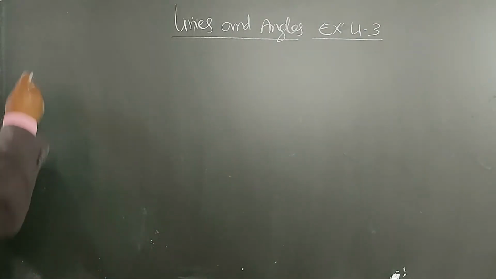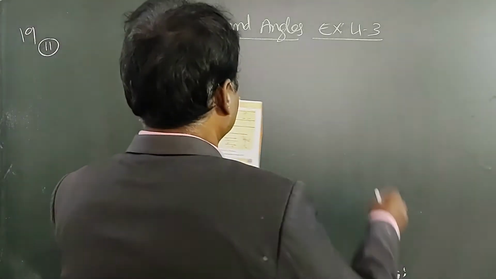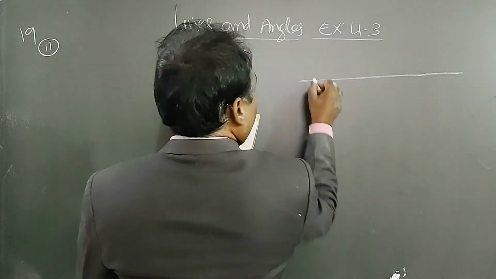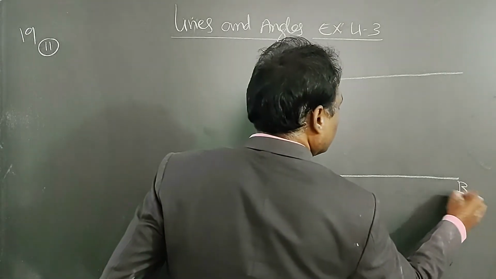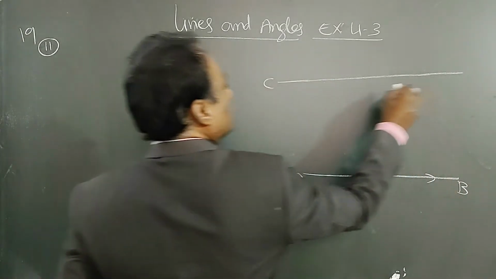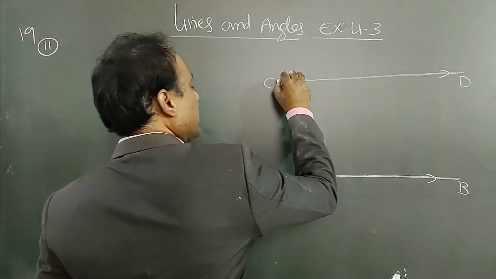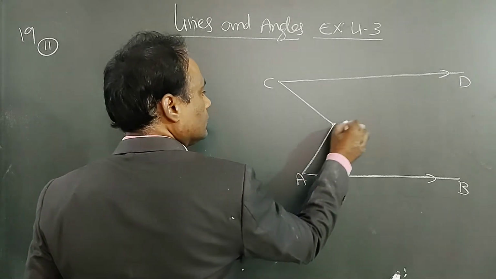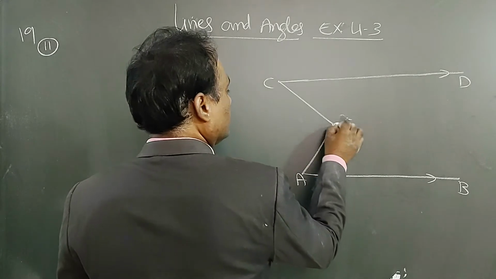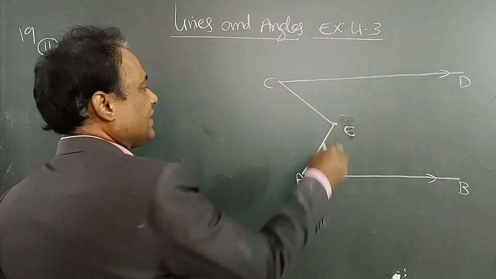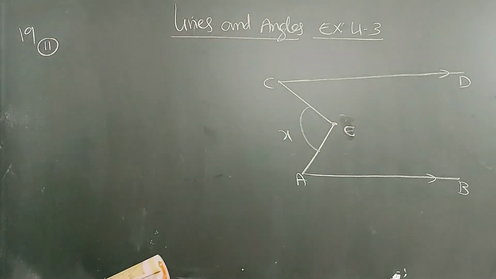See here, 4.3, 19th second bit. Draw the figure, students. See the textbook, draw the diagram. AB is a line, CD is a line, both are parallel. There is a point E. The question is, find this angle. Find this X.